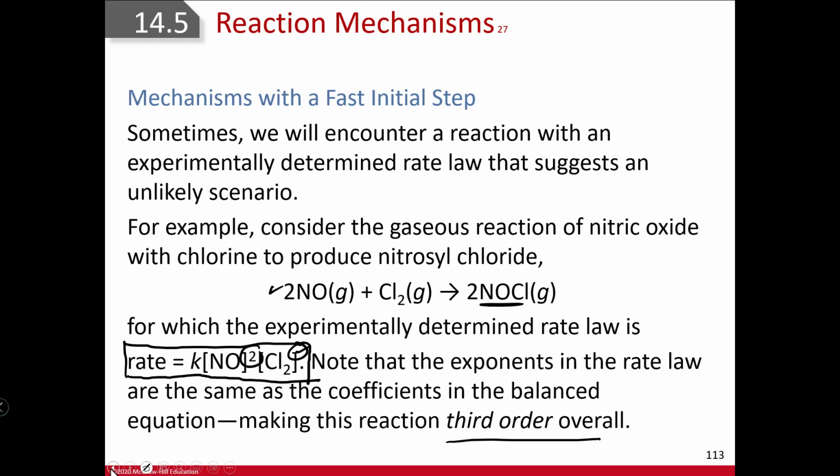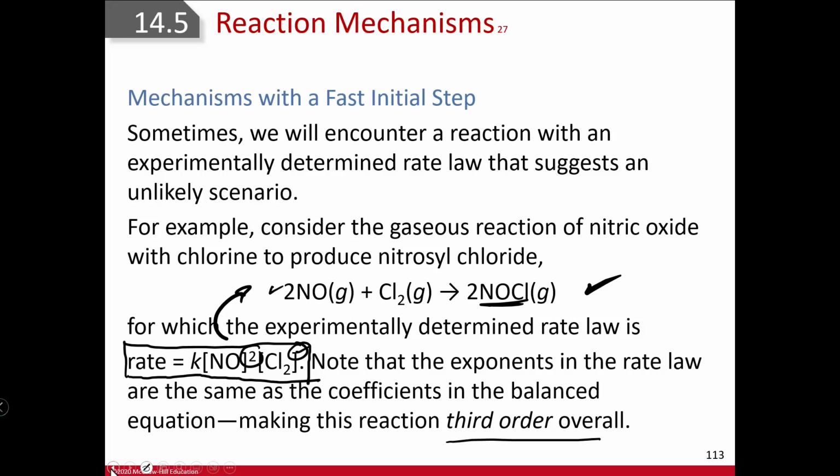This is the overall equation. This is not an elementary step. Why isn't it an elementary step? Because bonds are going to have to break and new bonds are going to have to form, 2 moles of this. We determine experimentally that the rate is equal to k, the rate constant, times the nitric oxide squared, to the second power, and chlorine to the first power. And you go, oh, that looks just like that. Oh, that's great. But you know that's not an elementary step.